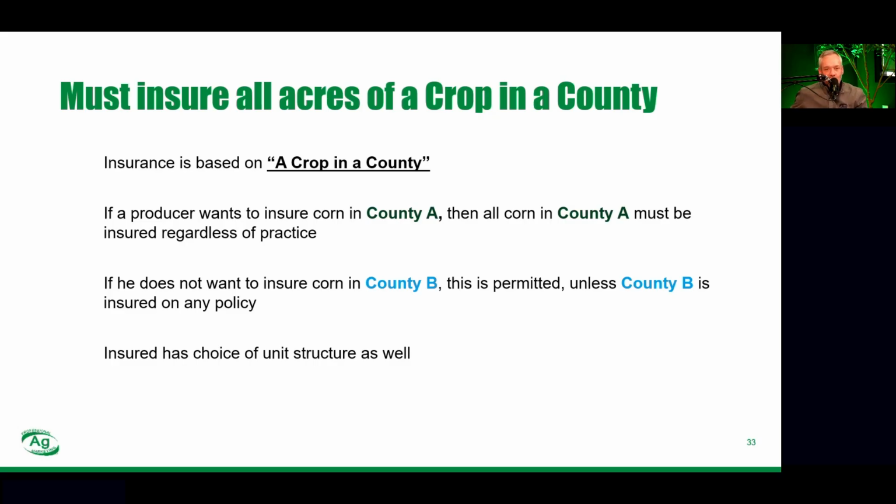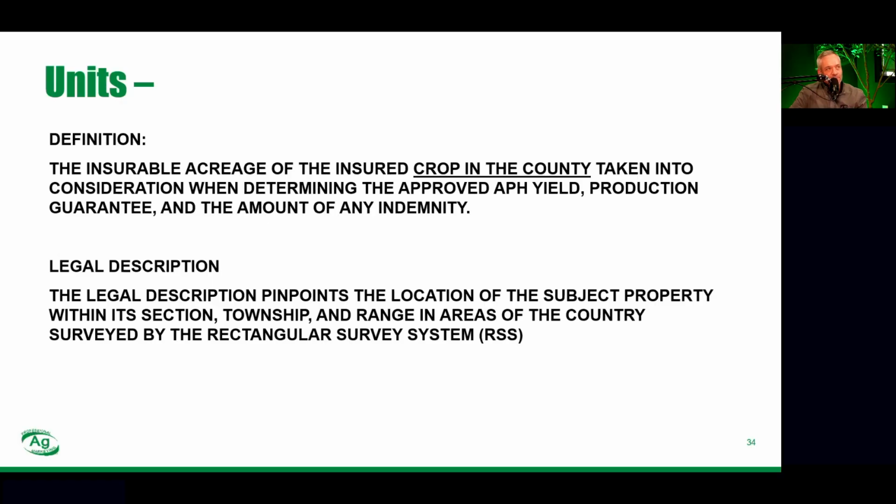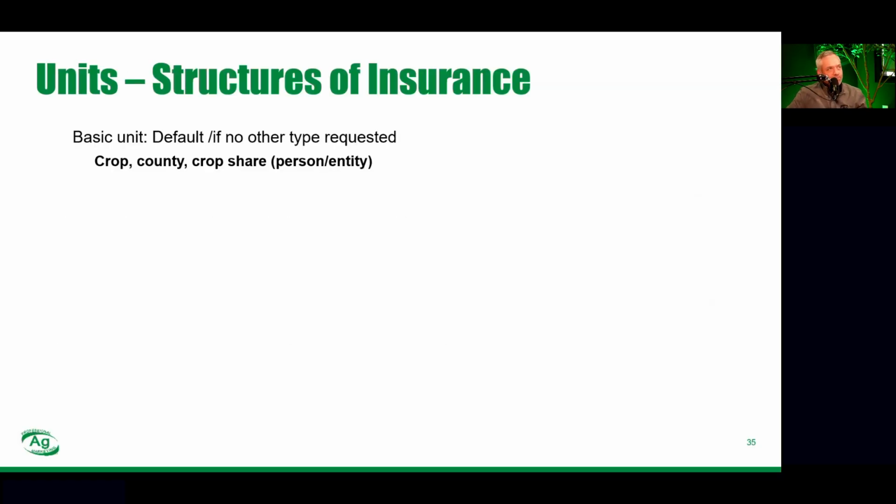But when I decide to insure it, now that becomes a unit, and we have a few different ways to separate out those units. Okay. So the insurable acreage of the insured crop in the county, taken into consideration in determining guarantees, is the definition of unit. We do use the legal description, kind of the section township range in our area of the world, to help determine unit eligibility and how we separate them out. All right, so our unit structures. There are 3 different unit structures we're going to look at.